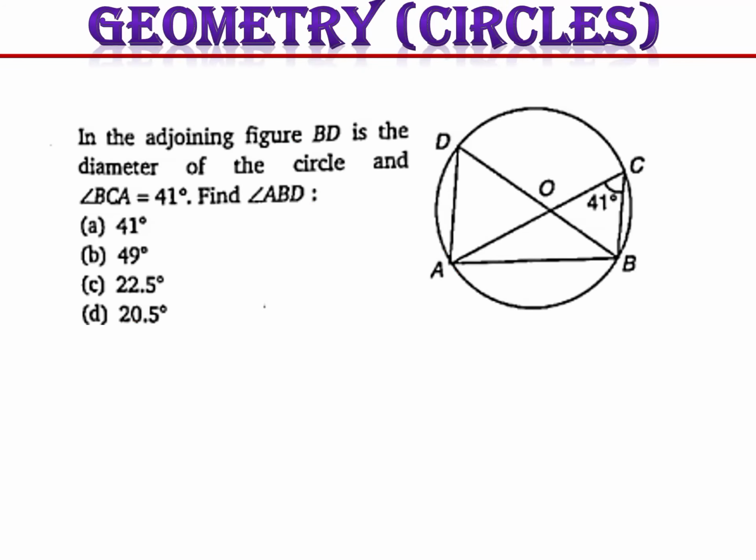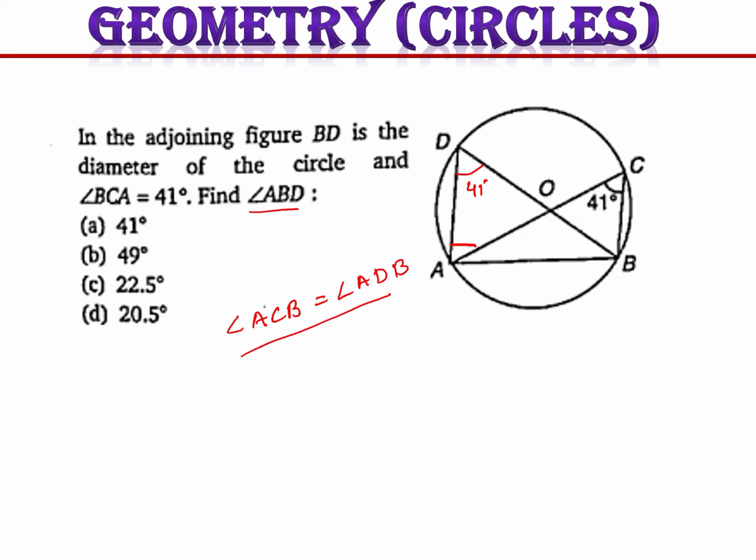In the adjoining figure, BD is the diameter of the circle and angle BCA is 41 degrees. Then we have to find the measure of angle ABD. Now, since angle ACB will be equal to angle ADB. Why? Because they are the angles in the same segment, which means this angle is 41 degrees.